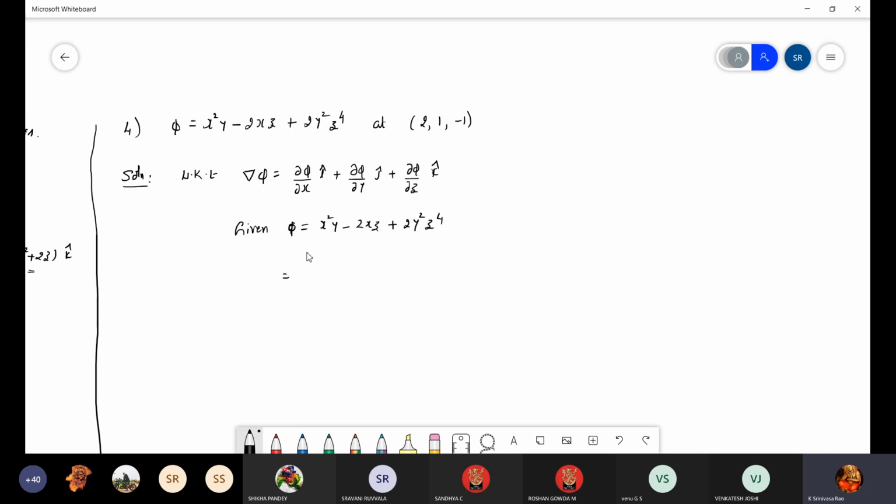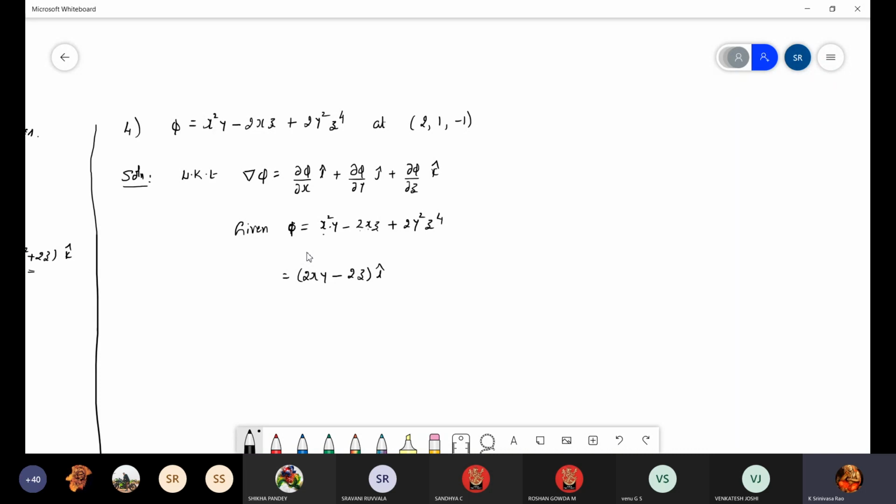So this is equal to, differentiate phi with respect to x means x square differentiation is 2x into y. Y is a constant along with the product, therefore keep as it is, minus second term again with respect to x only, 2z keep as it is, x differentiation is 1, you will get 2z, and third term becomes 0 with respect to x, so this is multiplied by i cap. This is the first term.